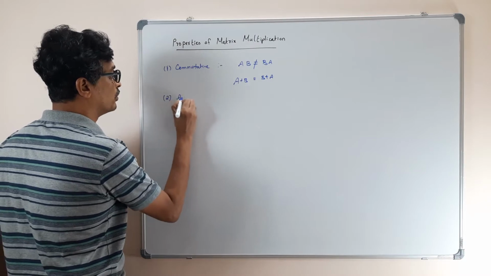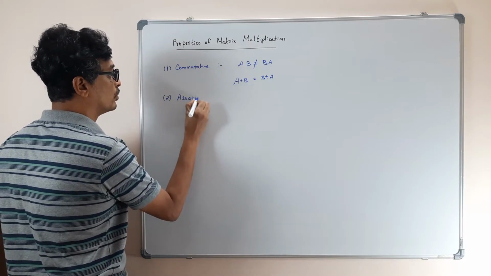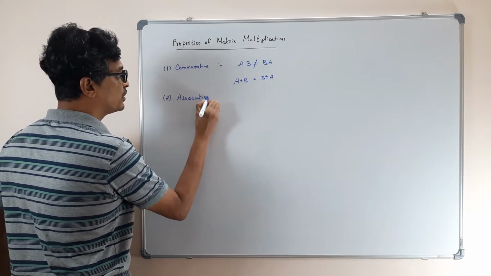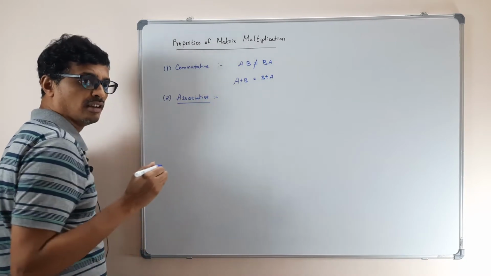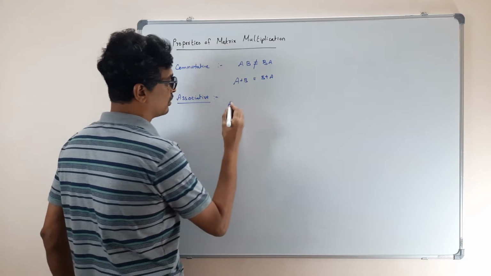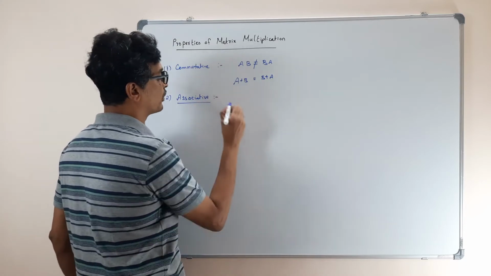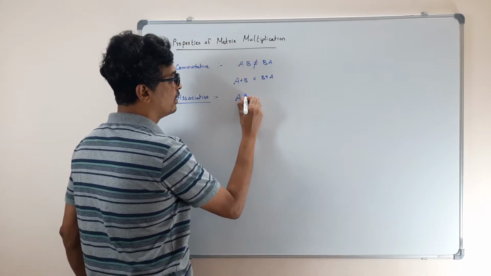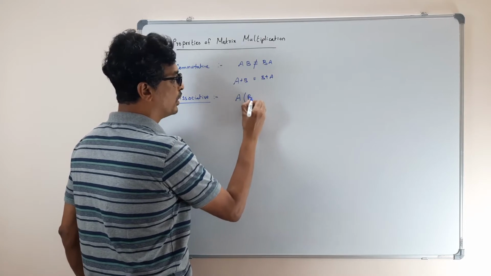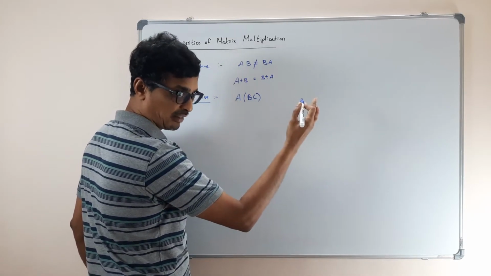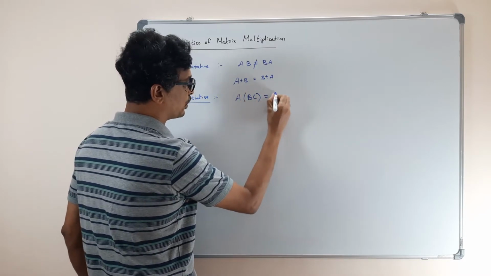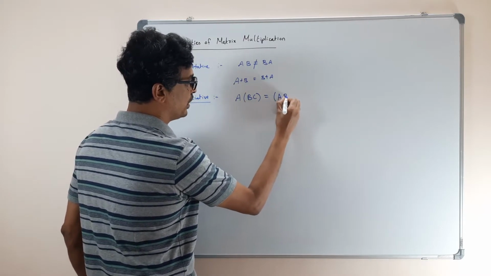Associative law. Do you know the meaning? You read about commutative, associative and all. The associative property of multiplication is: let A, B, C be 3 matrices. A into B, C will be equal to A, B into C.